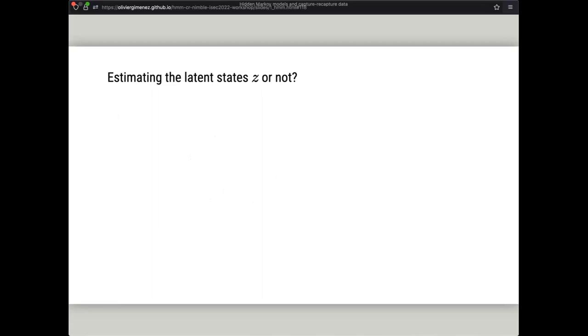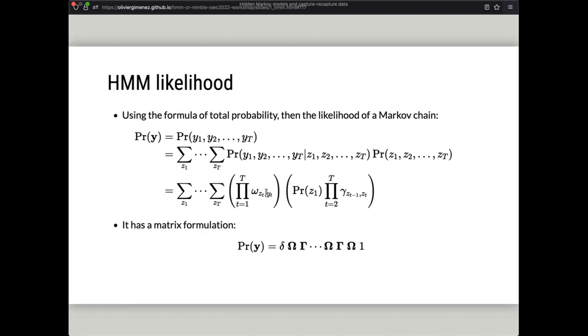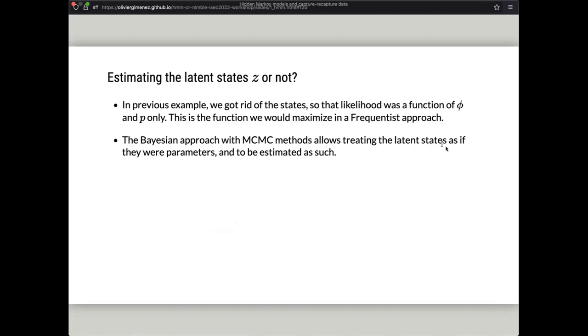But the question is, shall we estimate the latent states or not? The fact that an individual is alive or dead? In the previous example, we got rid of the states in the formula here. This one is just a function of the P's, the probabilities of detection, and a function of the survival probabilities, okay, the phi's. We don't have the Z anymore. And here the probability of initial states is one and zeros in our case. So we got rid of the states by summing over all the possibilities. And that's the function we would maximize in a frequentist approach with the maximum likelihood approach, okay? The Bayesian approach with MCMC methods allows you to treat the latent states as if they were parameters, and to estimate these latent states, this Z, the fact that you're alive or dead, as parameters. Okay, so you can estimate those latent variables as if they were parameters, like the survival or detection probabilities.